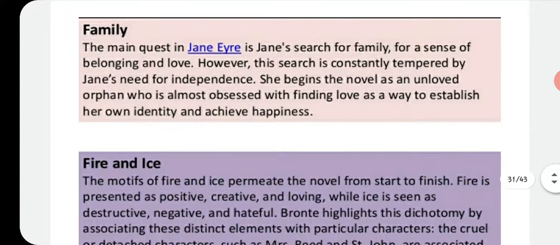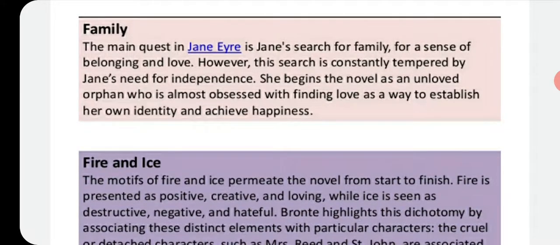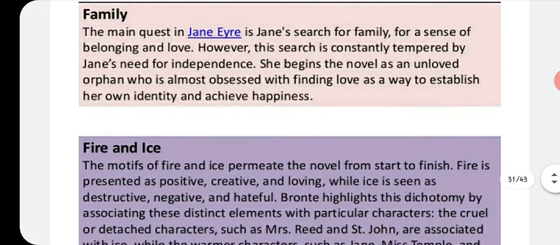The very first theme is family. The main quest in Jane Eyre is Jane's search for family, for a sense of belonging and love. However, this search is constantly tempered by Jane's need for independence. She begins the novel as an unloved orphan who is almost obsessed with finding love everywhere.